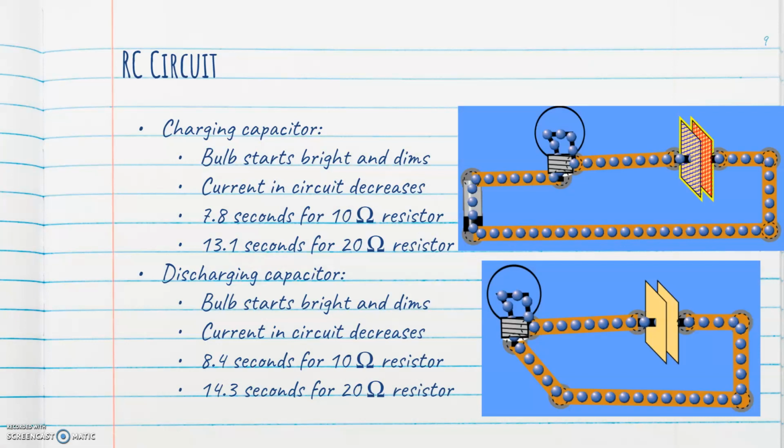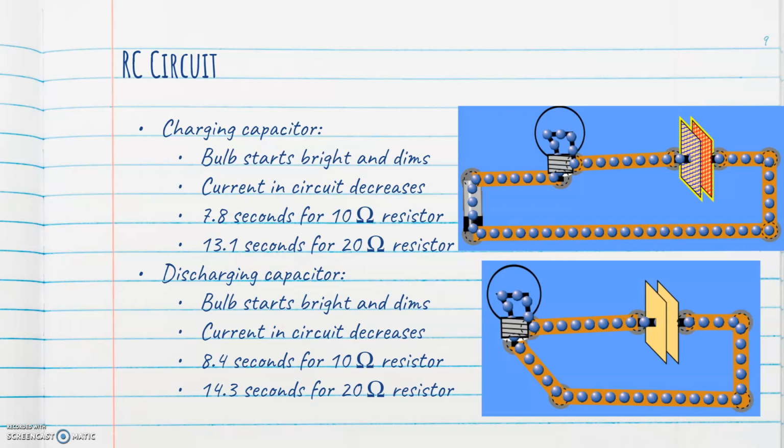Next we had to create an RC circuit, in which we first had to charge the capacitor. In the beginning, the bulb started out bright and dimmed as the current decreased. It took 7.8 seconds to fully charge the capacitor with a 10 ohm resistor, and 13.1 seconds for the 20 ohm resistor. The image of the circuit is after the capacitor is fully charged.